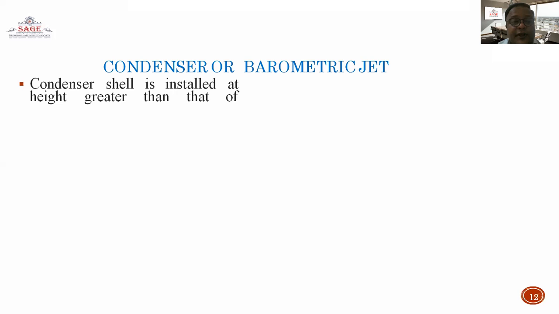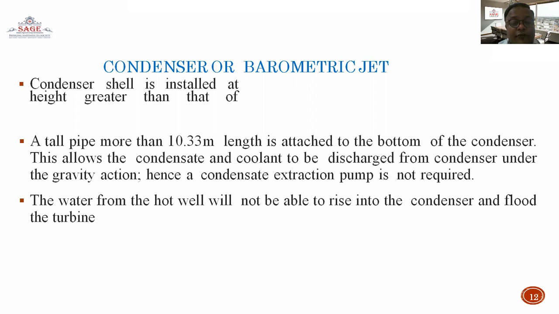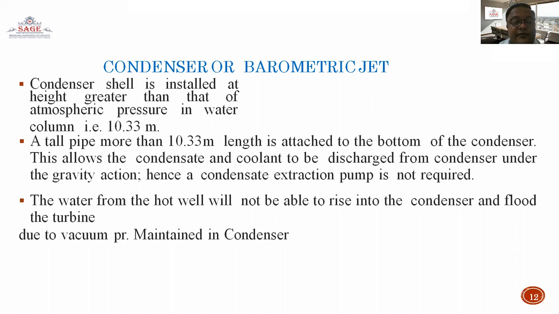Barometric jet condenser. The condenser shell is installed at a height greater than required, and a tailpipe more than 10.33 meters in length is attached to the bottom of the condenser. This allows the condensate and the coolant to be discharged from the condenser under gravity action. Hence, a condensate extraction pump is not required. The water from the hot well will not be able to rise into the condenser and flood the turbine due to the vacuum pressure maintained in the condenser.